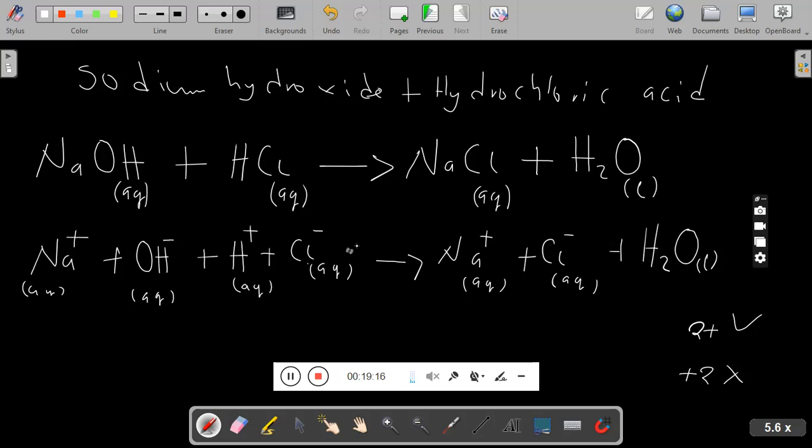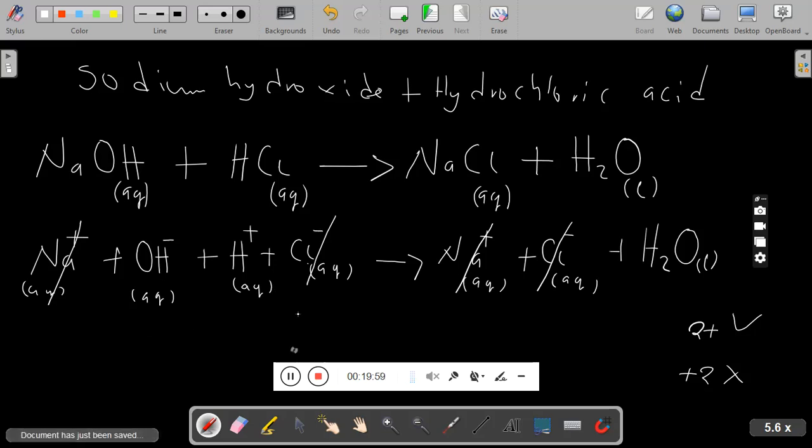So the next step now is to cancel out ions which are appearing exactly the same on both sides. So let's start with sodium ion. So we have sodium ion here. We check the other side, we see that we also have sodium ion. So these are exactly the same. So sodium ion we remove because they are the same. OH, we check for OH here, but we can't see OH here, so we leave it. H positive, we don't have H positive here. Cl negative, we see Cl negative here. So this one also removed.